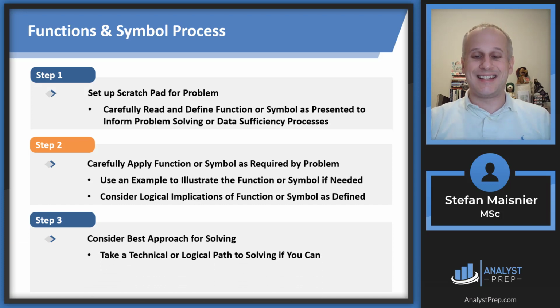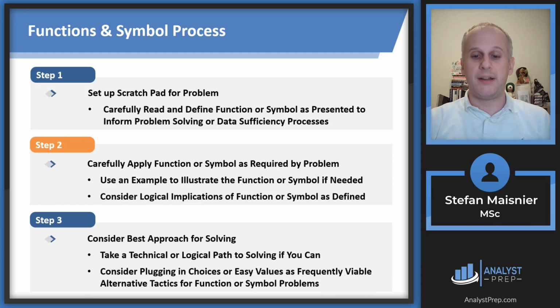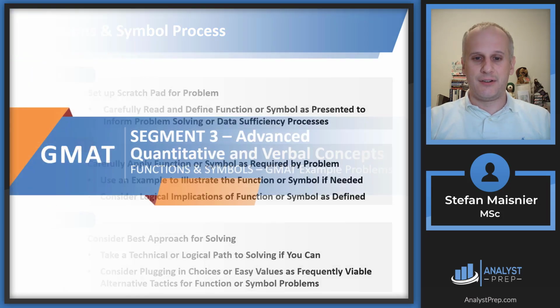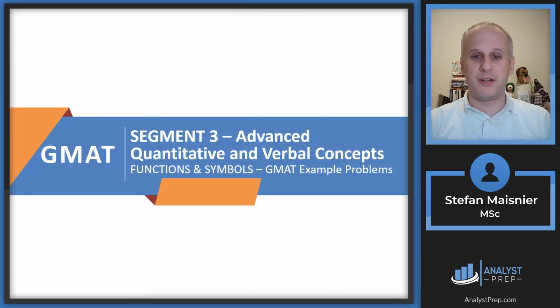And then step 3 is to consider your best approach for solving. You want to take a technical or logical path to solving if you can, but you'll frequently want to consider the alternative tactics of plugging in the choices or easy values. Functions and symbols are one of the rarer places where you might even consider plugging in a little more as a viable option for data sufficiencies as well. So just know that frequently you'll have to plug in your own values, plug in some answer choices, and potentially model what the function or symbol means in the first place as an exemplar in order to work through these questions. So let's head over to the whiteboard and take a look at a problem solving and data sufficiency example of functions and symbols on the GMAT.